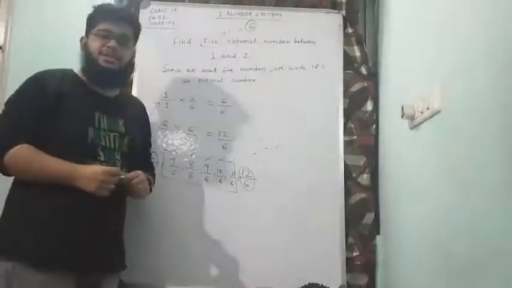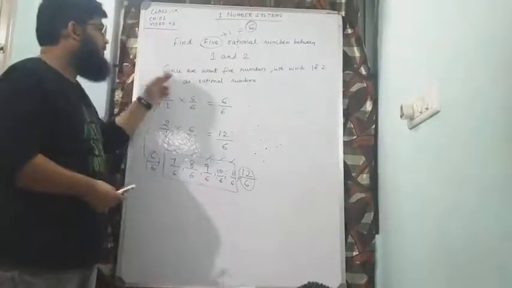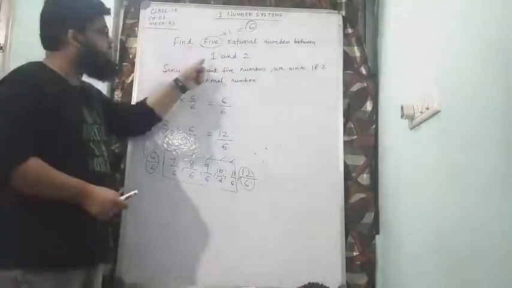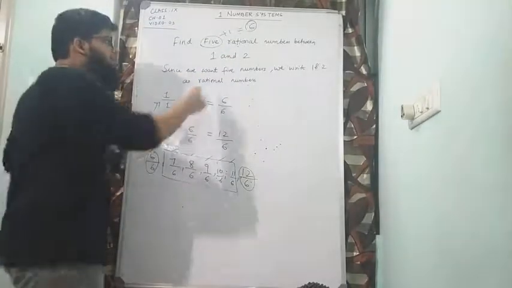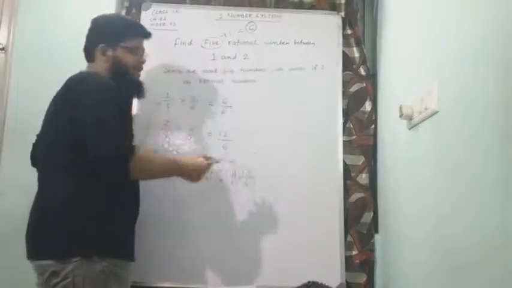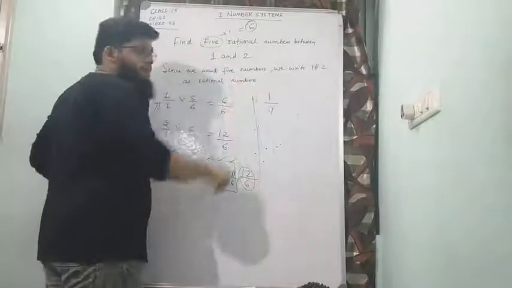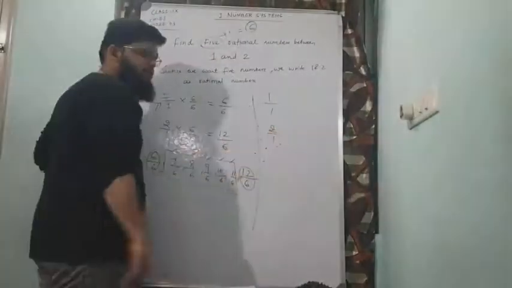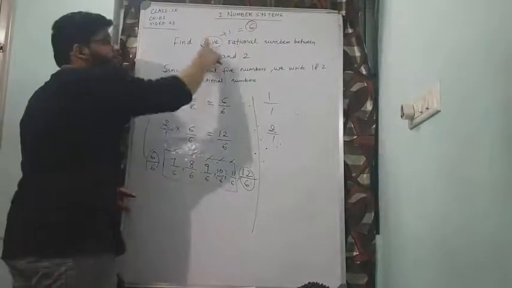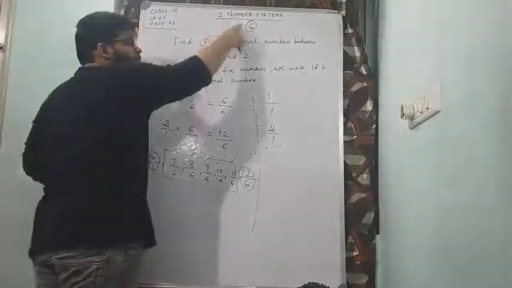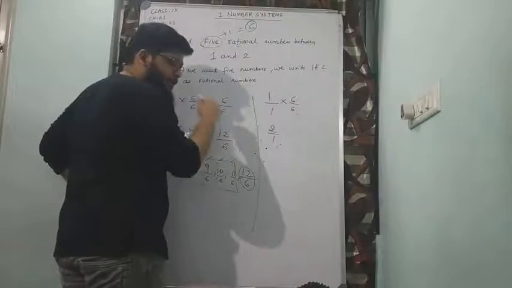Let us quickly see what steps we did. To find 5 rational numbers between 1 and 2, step number 1 is to represent 1 and 2 as rational numbers. How to represent any number as a rational number? Take that number, divided by 1. I will repeat the steps here. I had 1, I made 1 as 1 by 1. And I had 2, I made 2 as 2 by 1. Then because we want to find 5 rational numbers, I should increase this by 1, and 5 plus 1 will become 6.